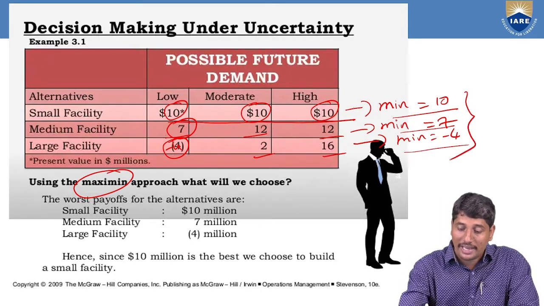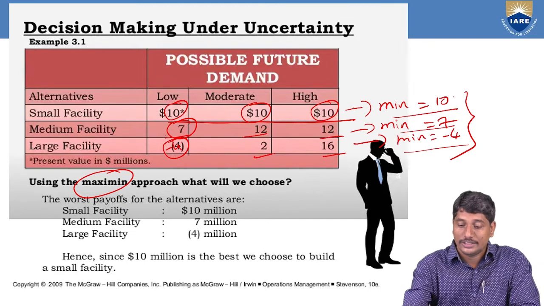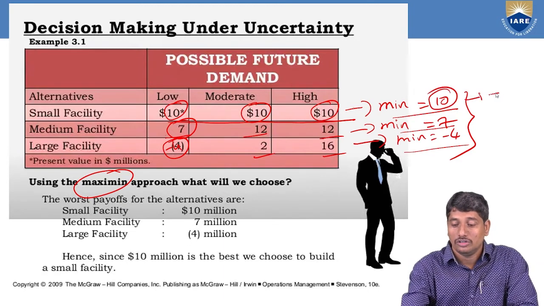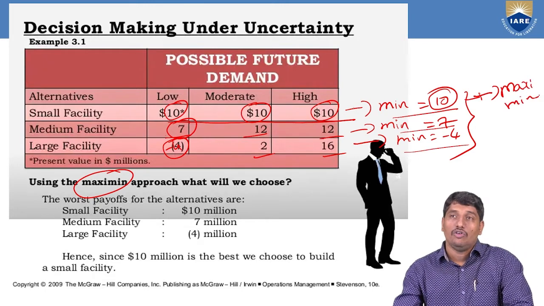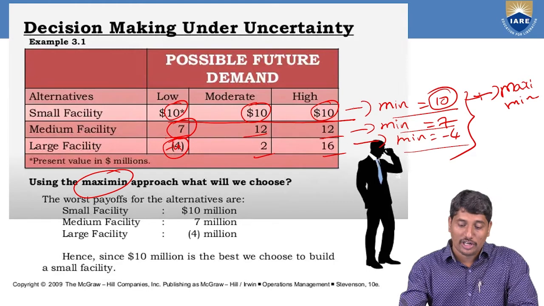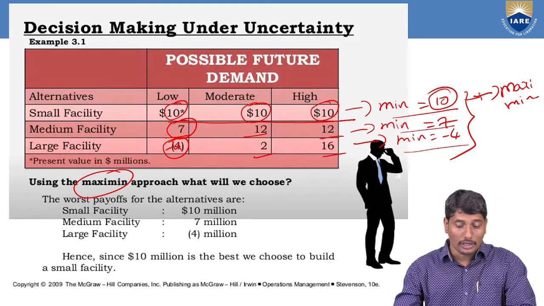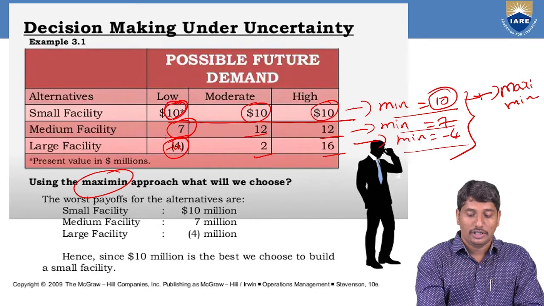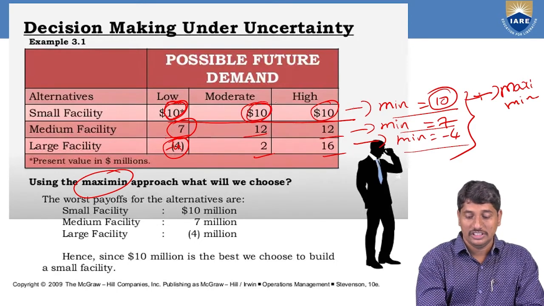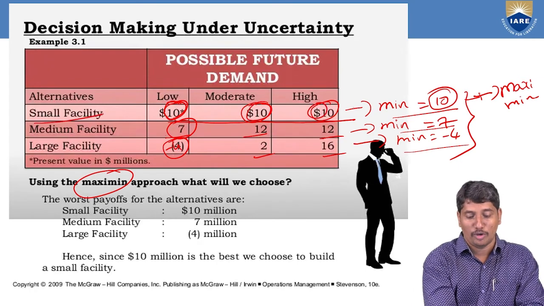Among this, what is the maximum? Among this maximum is $10. So this is our maximin payoff. Maximin payoff. Okay. So maximum payoff $10 means you better buy a $10. That means you can go for $10, this is the one. These are the ones representing the decision of small facility.